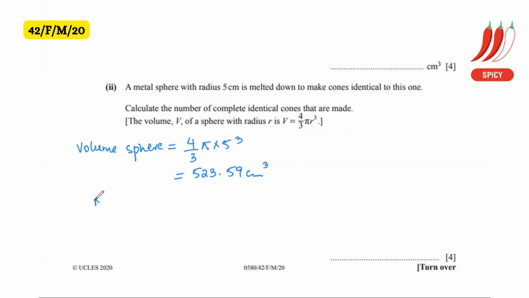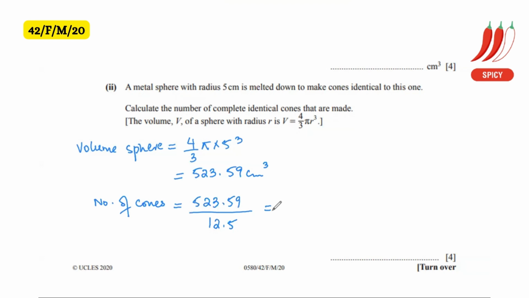Now to find the number of cones, we divide the volume of the sphere by the volume of the cone, which was 12.5. Why are we dividing the volume of the sphere by the volume of the cone? Because we're melting the sphere to build identical cones, and those are the same cones that we saw in the previous part. So we're breaking down that sphere into cones, so that we can know how many cones are made from that sphere.